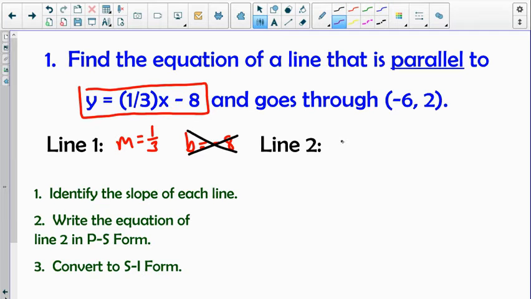Line number 2 has to have the exact same slope because that's what parallel lines have in common. They have the same slope. So they both have a slope of 1/3.